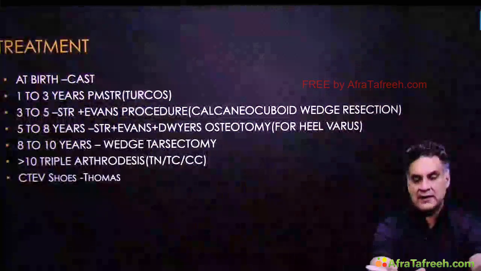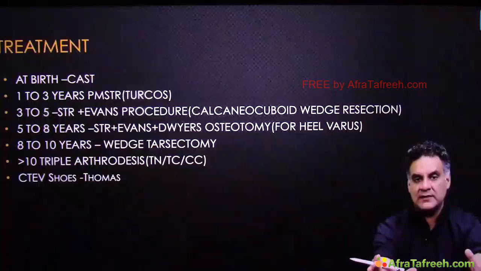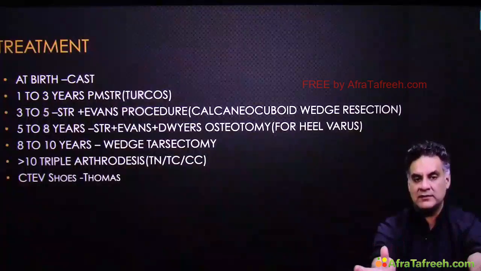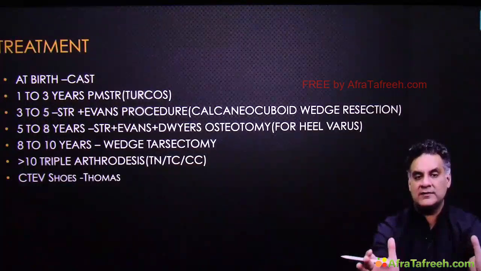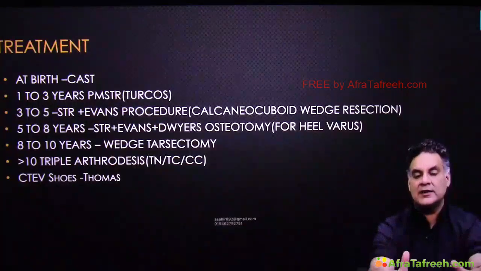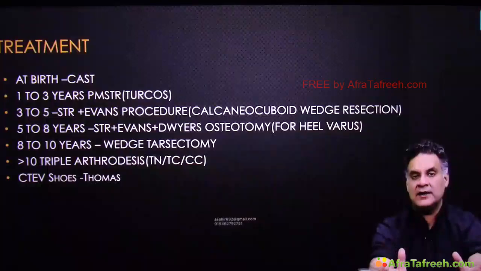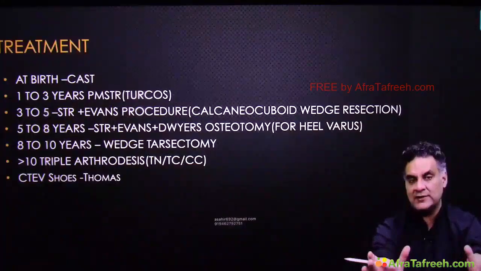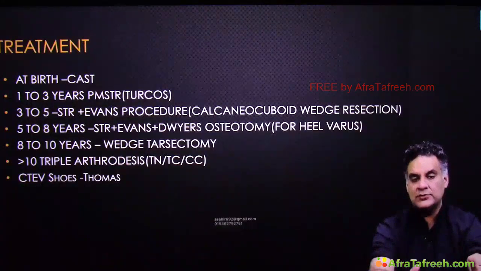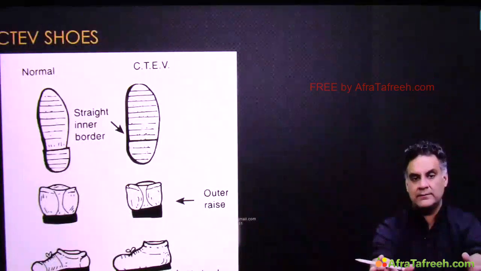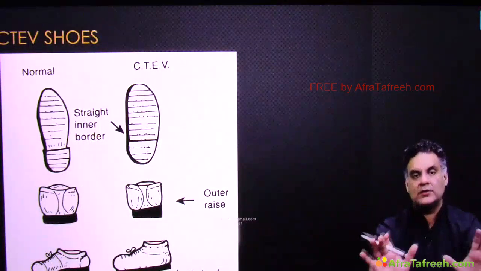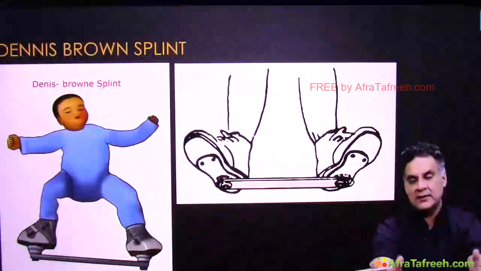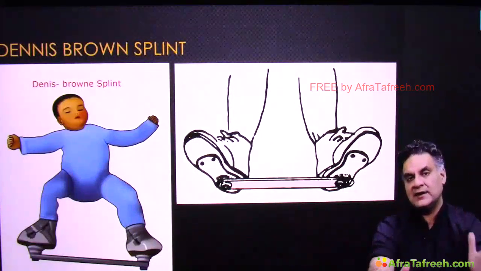Once you have corrected, let's summarize again: at birth cast, 1 to 3 years soft tissue release, 3 to 5 soft tissue plus Evans, 5 to 8 soft tissue plus Evans plus heel correction, 8 to 10 multiple tarsal bones, beyond 10 triple arthrodesis. And remember to give CTV shoes after you have attained the correction. CTV shoes should have a straight medial border, outer shoe raise, no heel to maintain correction. But when the child is not walking, you apply the splint called Denis Browne splint.